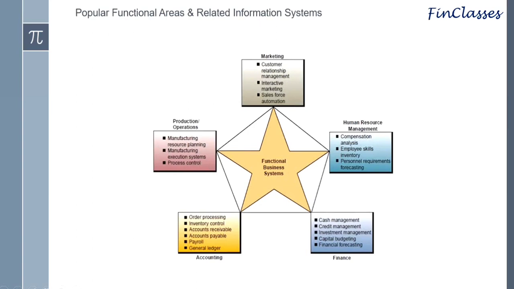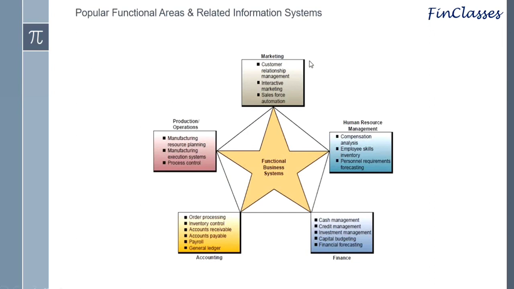This is a slide that will explain the popular functional areas and related information systems. This is mostly self-explanatory, but if you remember all these things, it is very easy to write a very good answer for questions like: explain what information systems are and what the different types of functional information systems are. So these five basically form an organization's important components. Let us start with marketing.